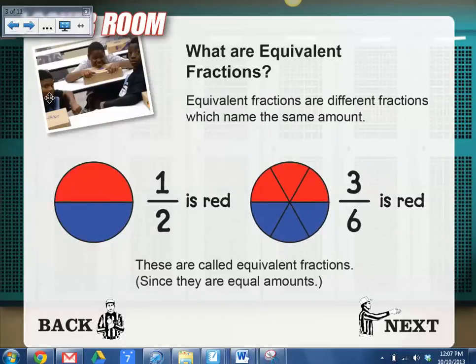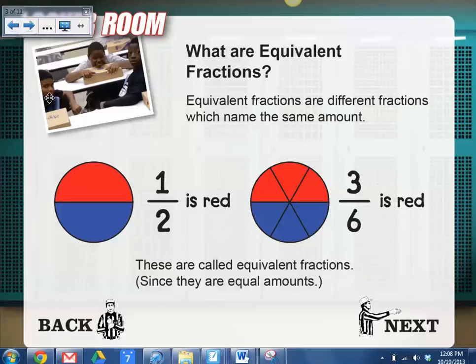So at the top of your page, you should see this question written down. In the lines below it, let's fill this in. Where it says, what are equivalent fractions, let's write in the lines, equivalent fractions are different fractions which name the same amount. So again, find where it says, what are equivalent fractions, and copy down the sentence. Equivalent fractions are different fractions which name the same amount. Keep writing that down. Okay.